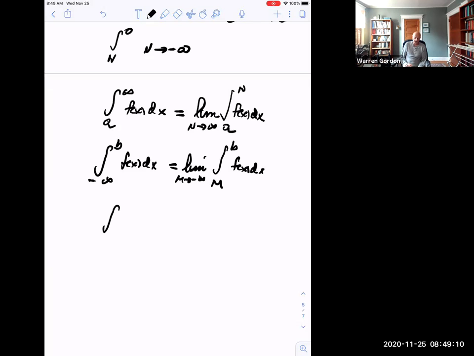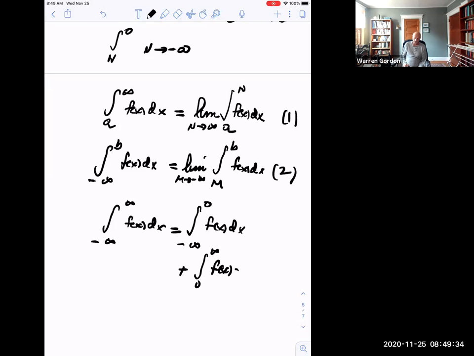And lastly, if I have an integral from minus infinity to infinity of some function, I break this up into two integrals, choose some point in between. I usually choose 0. And now, if I call this result 1 and this result 2, now apply results 1 and 2. And that's how we do an improper integral.